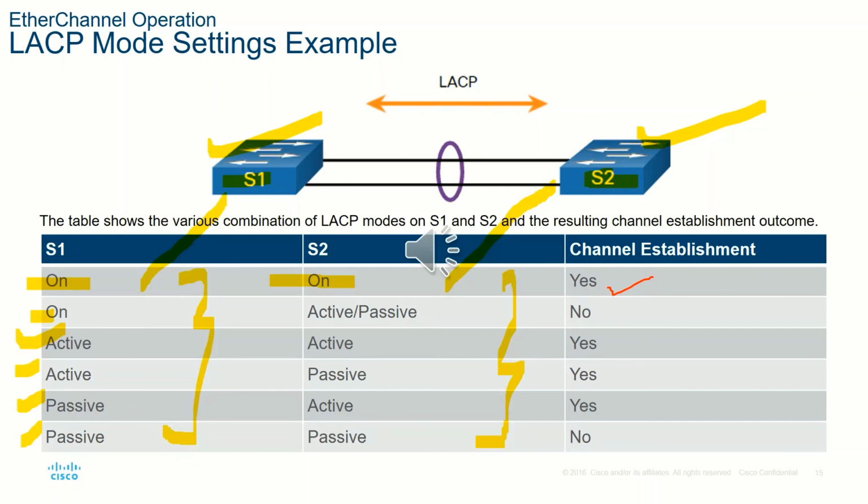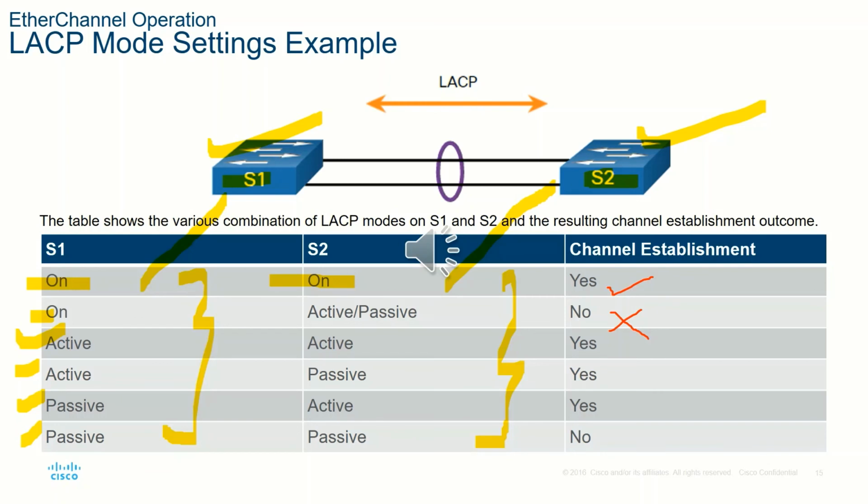Okay, we go to the next pair of modes. The next pair of modes is on in switch 1, active or passive in switch 2. When we configure this combination, the question is whether we are able to establish the EtherChannel or not. EtherChannel cannot be established. Why? Because on is a static mode, active or passive is a dynamic mode. So if you apply static and dynamic in S1 and S2, you cannot create the EtherChannel. Either you have to apply the static mode at both ends, or you have to apply the dynamic mode at both ends. Then only we are able to create the EtherChannel.